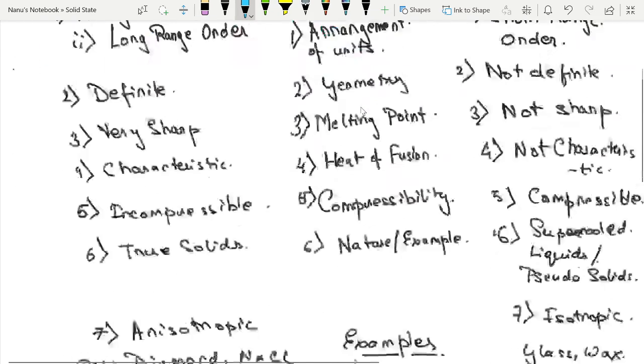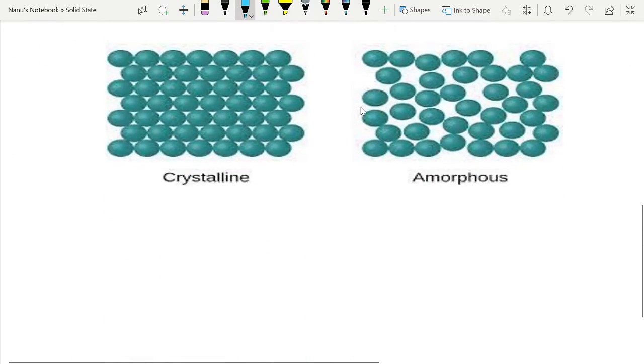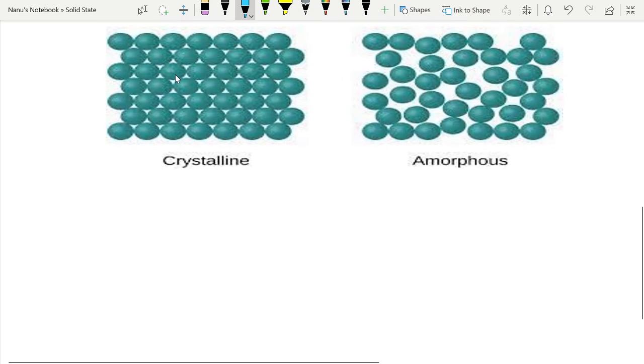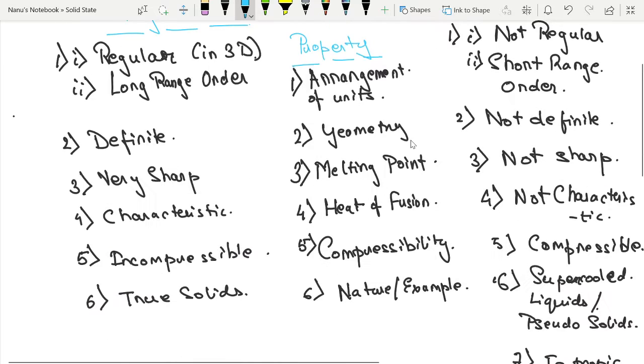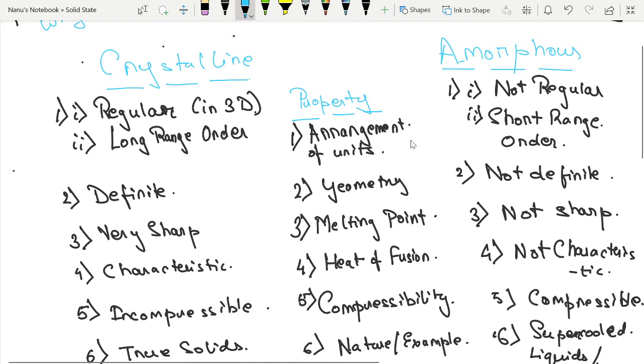First of all, I'd like to show some pictures of crystalline and amorphous before getting into it. So this is how crystalline looks, and this is how amorphous looks. So just have this picture in mind as we're going to talk about the points. We're going to relate all the points I'm going to talk about with this picture. And first of all, we start off with the first property, that is arrangement of units. You can take a screenshot or take notes as you think is fit for you.